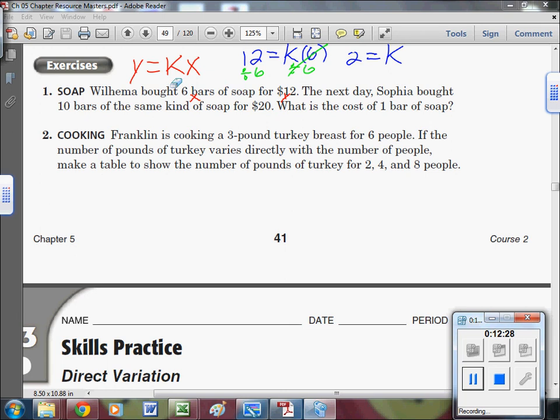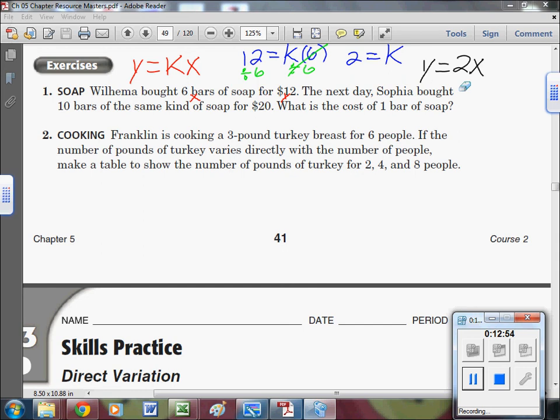That tells us our equation is y equals 2x, because it was normally y equals kx, but k we found out was 2, so it's y equals 2x. Just to make sure, let's make sure that predicts our other one. 10 bars of soap, so that would be 10 times 2. Well, that equals 20, and it says it is $20, so it does work out, so our equation does fit. So we found the equation for it, not that it was asking us to, but I want to show you the direct variation method.